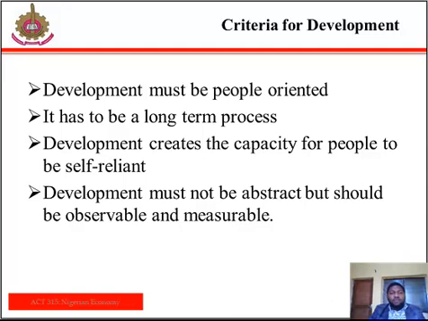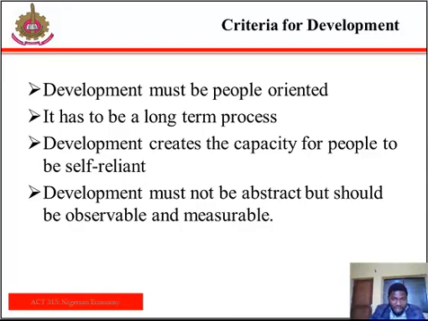The third one is development creates the capacity for people to become self-reliant. When people are not self-reliant, that means they answer to a boss, and that boss is taking them as a slave. But when they are self-reliant and they can actually decide when to eat and when to sleep, then there is development. Then the fourth one, and which is the last one, is development must not be abstract.